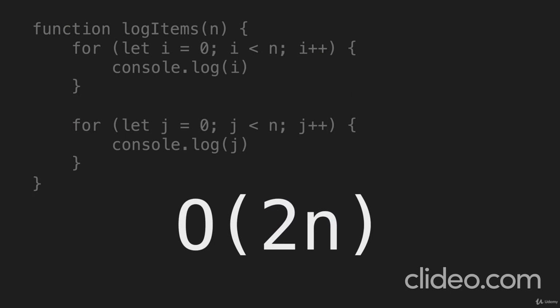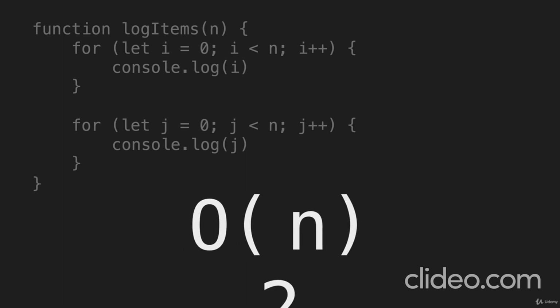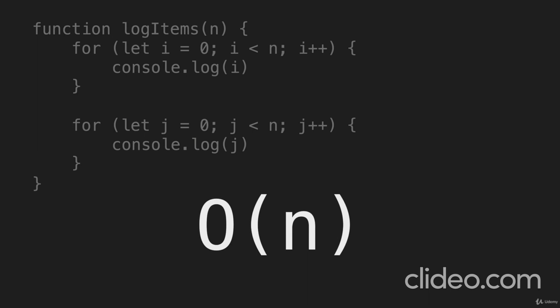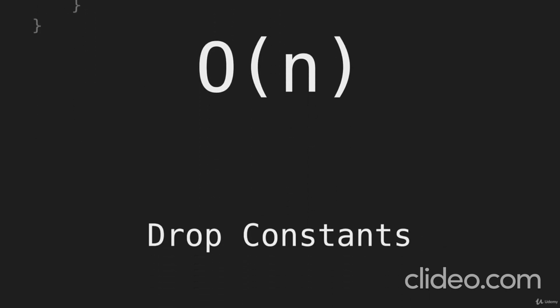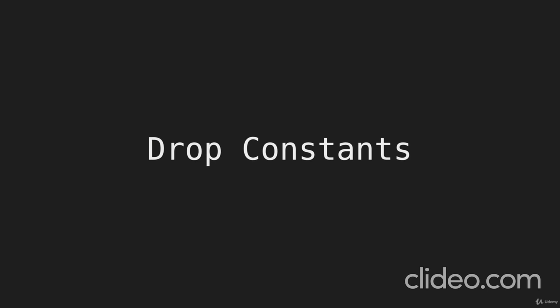But this is where that simplification comes in. It doesn't matter if it's 2n, 3n, or 100n. If there's a constant, we drop the constant, and we say that this code is O of n. So our first rule for simplifying our big O notation: drop constants.